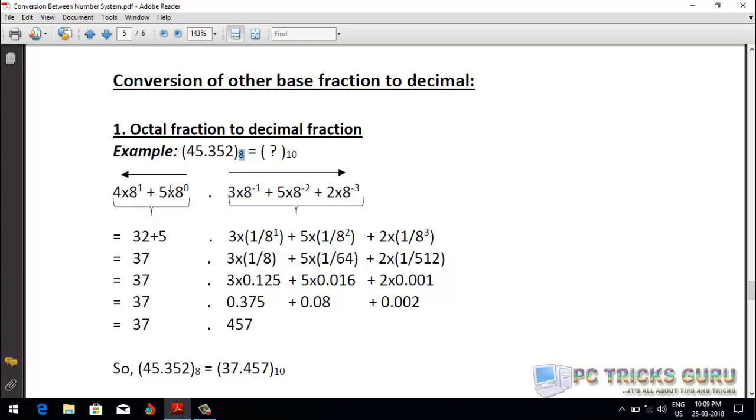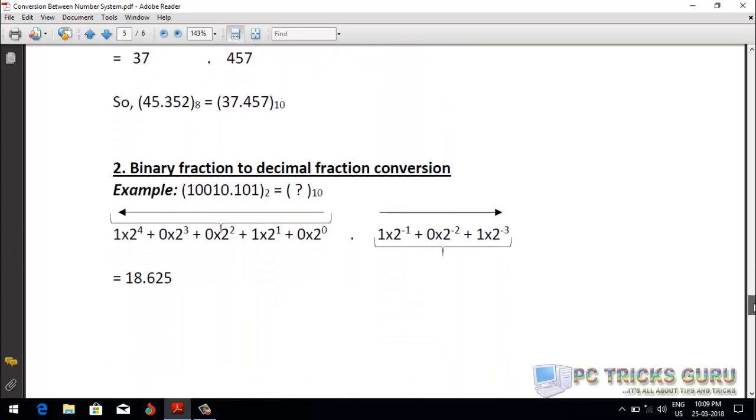If we solve this, on the left hand side we get 37, and on the right hand side we get 457. So this value can be written as 37.457 base 10. So 45.352 base 8 is equivalent to 37.457 base 10. Now let's switch to the next one.